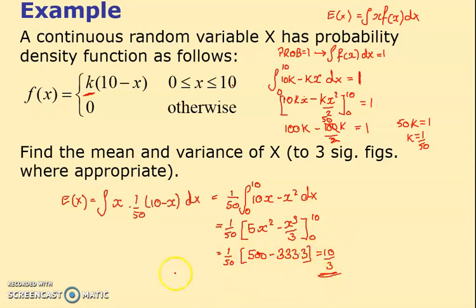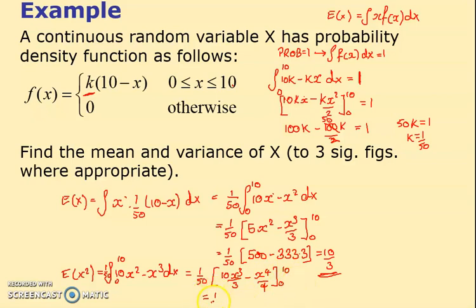Okay. Now, obviously, I had to do that properly because it wasn't symmetrical. Let's do E of x squared. Very similar. That's the integral of x squared times this thing. Well, I can put the 50th straight out there, and effectively, if I do that, make that an x squared, I get higher power, so it becomes 10x squared minus x cubed dx between 0 and 10. If I do this, I get a 50th of add a power, so that's 10x cubed over 3 minus x to the 4 over 4 between 0 and 10.